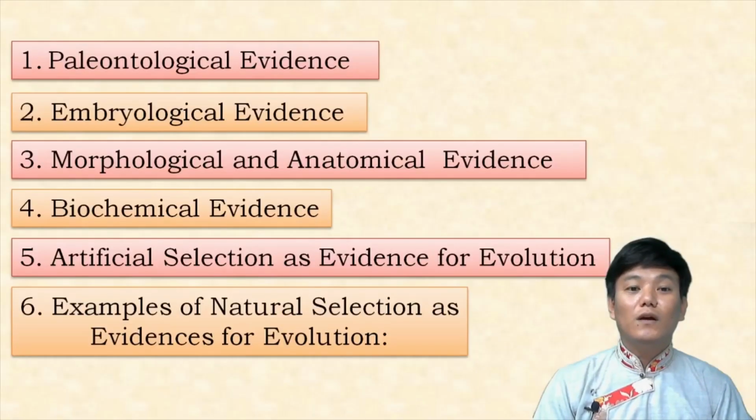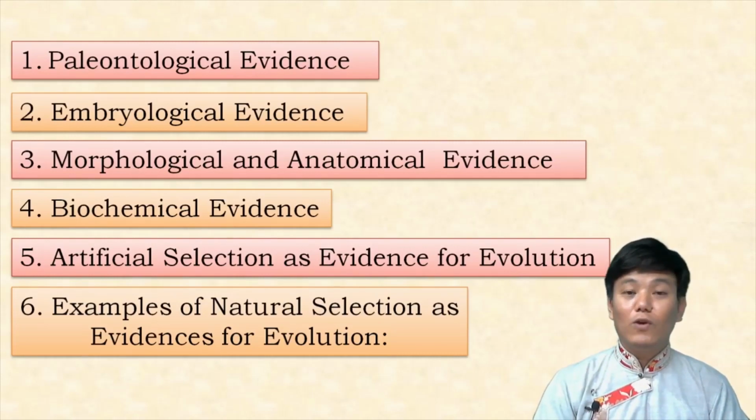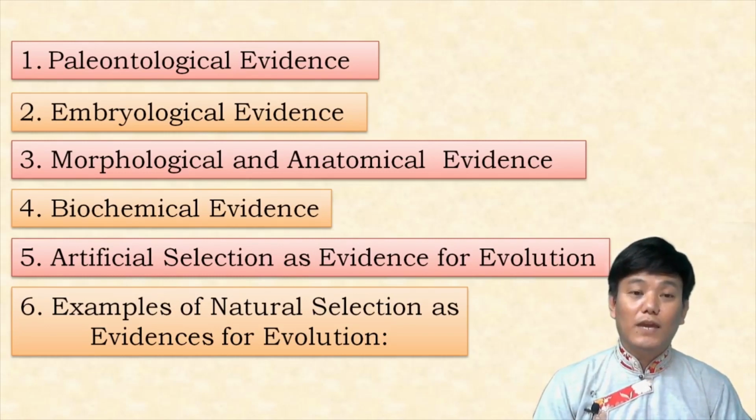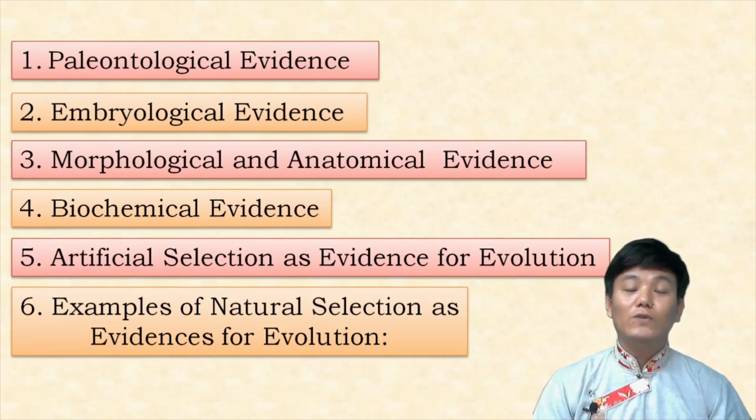So we have a list of these evidences over here. The first one is paleontological evidence, second is embryological evidence, third is morphological and anatomical evidence, fourth is biochemical evidence, fifth is artificial selection as evidence for evolution, sixth is examples of natural selection as evidences for evolution. These are the evidences that are provided in your textbook for supporting evolution. So we will discuss them one by one.